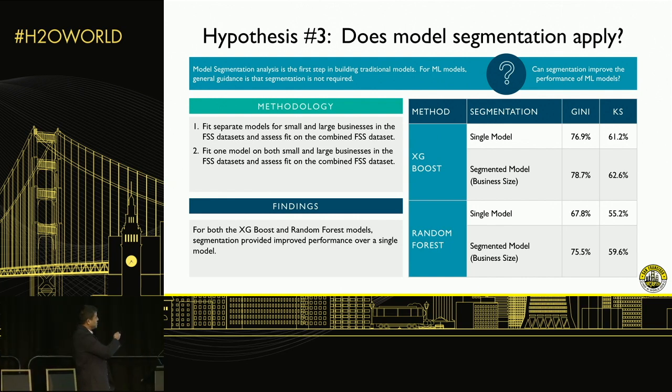So for the FSS data sets, we have the small and large segments. We built models in each of those separately. Then we built one combined model on the combined data set and compared performance. For XGBoost, the segmented model does better, where you get 78 Gini for the segmented model versus 77% Gini for the single model. And for the random forest, we see an even bigger lift. So 75% performance for the segmented model versus single model. So segmentation in this case does show improved performance.